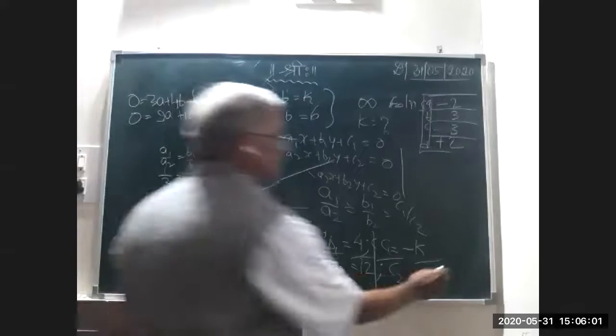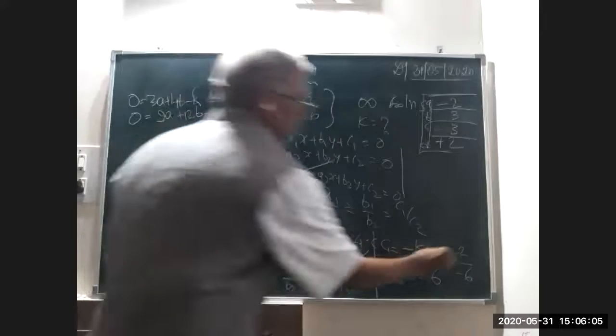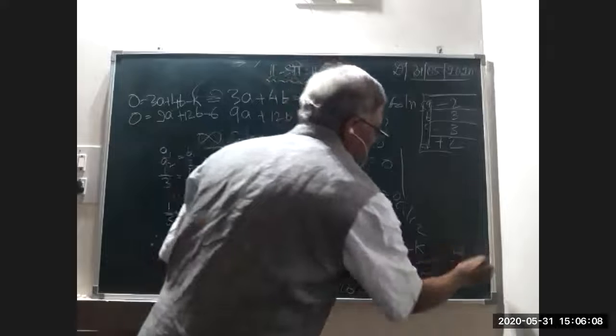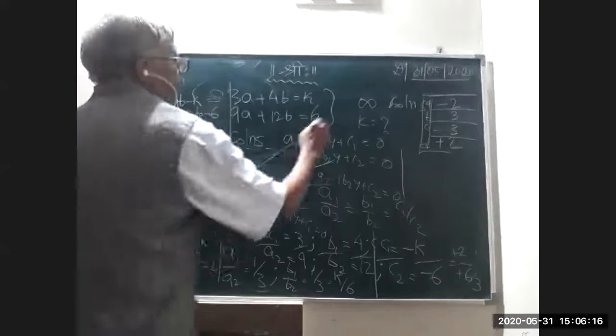Okay. Therefore, you substitute here minus 2 by minus 6. Minus and minus gets cancelled. So it will be 1 by 3. So everywhere 1 by 3 is equal to 1 by 3 is equal to 1 by 3 will give infinite number of solutions of the straight line. It will go like this.